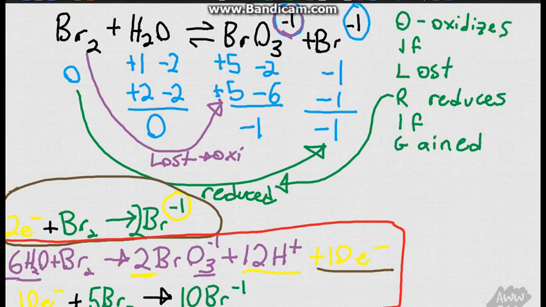So we can then go ahead and just add these up and cancel out any electrons. So for example, both sides have 10 electrons, so those can disappear, and that gives us our net balanced reaction, which you can then go ahead and write down as your final balanced equation.